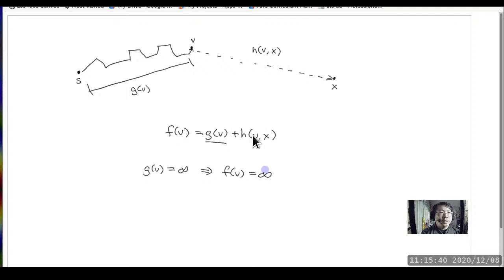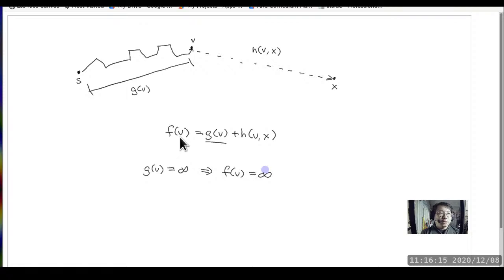So when we combine these two, when we add g of v and h of v x, we are basically saying, hey, if we go from the starting point through vertex v to a destination, if we are to find any path from S through V to a destination, the length of that path is going to be at least f of V. Does everybody understand what I mean by that?